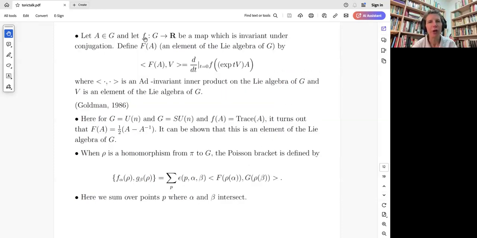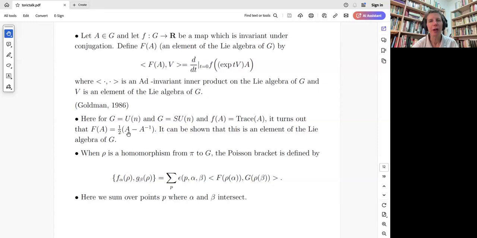He also needs to assume that f is a class function. It's a map from G to the real numbers which is invariant under conjugation. A is just a point in the group. So the gradient of f at A has an inner product with V, where V is an element of the Lie algebra. So the gradient of f at A will be an element of the Lie algebra. It's just obtained by differentiating your function f, where you multiply A by exponential of tV.